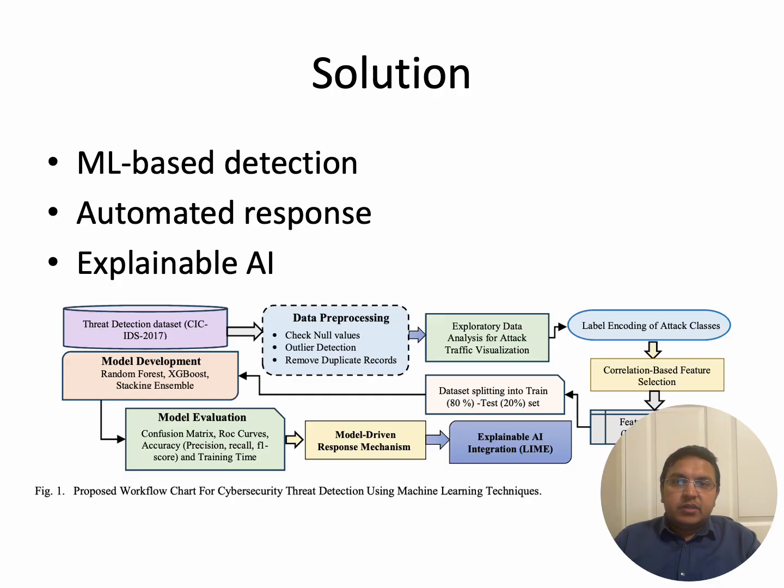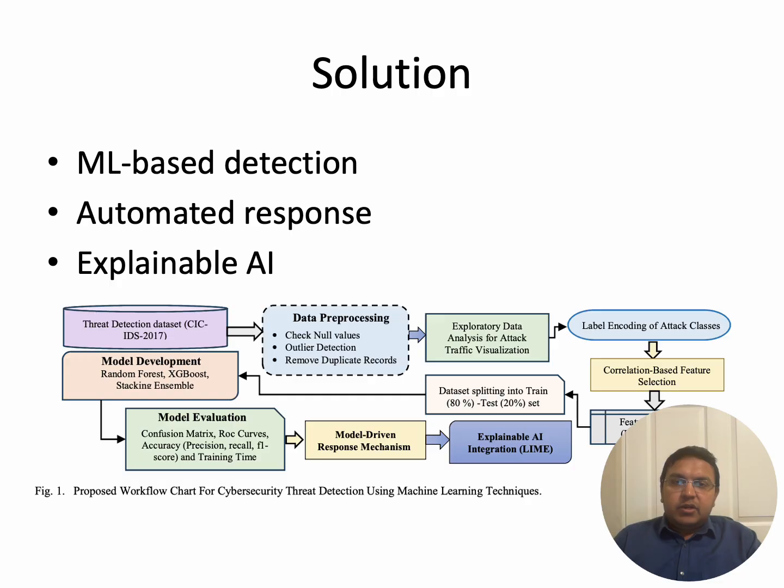The second component is an automated response mechanism. Once a threat is detected, the system assigns a severity level based on the model's confidence score and triggers predefined security actions such as logging the event, generating an alert, or isolating the affected node. This eliminates the need for manual triage in every case.